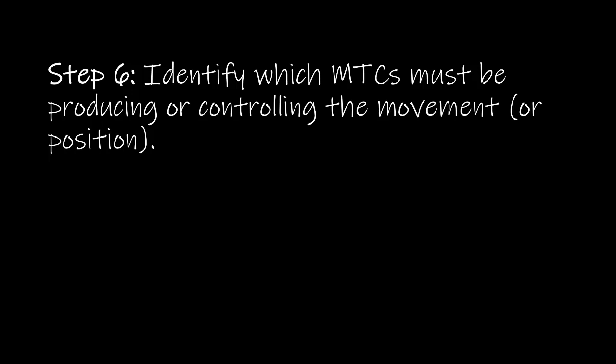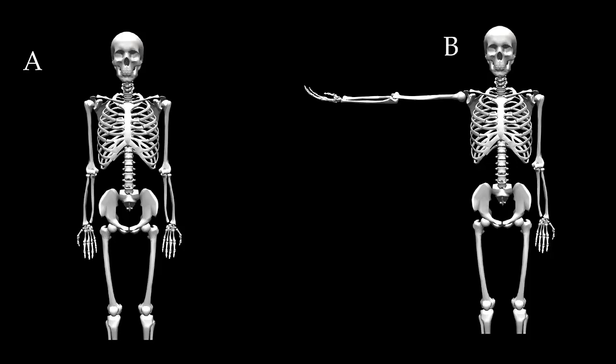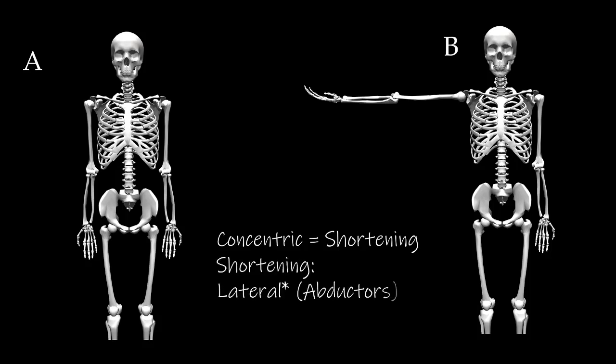Our final step is to identify which MTCs must be producing or controlling the movement or position. Again, as we go from A to B, we note that the MTC action was concentric. And when we have a concentric MTC action, the MTCs that are shortening are controlling the movement. In this case, the MTCs that are shortening are going to be the ones on the lateral side of the joint, or the glenohumeral abductors.